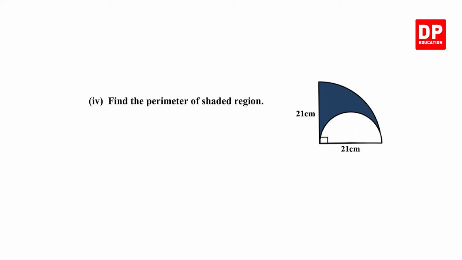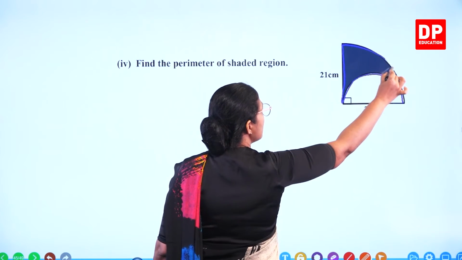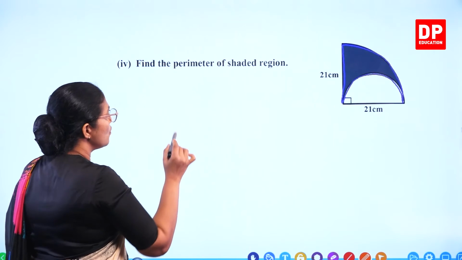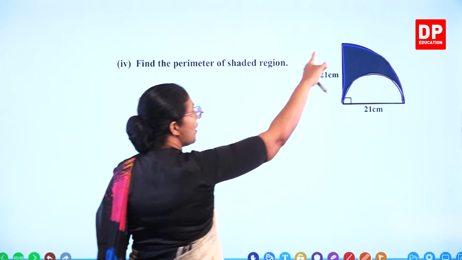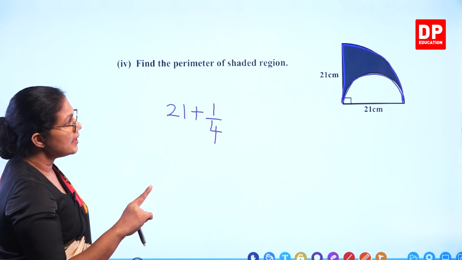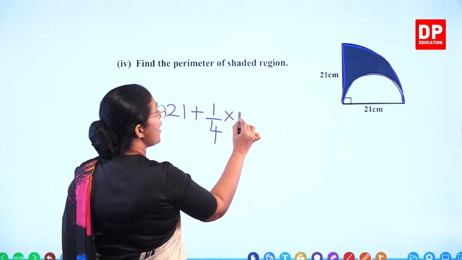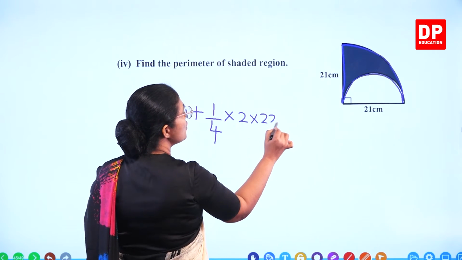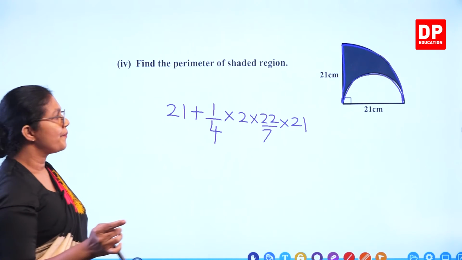Find the perimeter of the shaded region. So 21 comes. Arc length of this and arc length of this. So perimeter becomes 21 plus. What is the arc length of the bigger one? You can take 1/4. That's the quarter of a circle. So 90 over 360, 1/4 of 2 pi r. Now 2 pi, 22 over 7. Radius is 21 because arc length is 2 pi r.